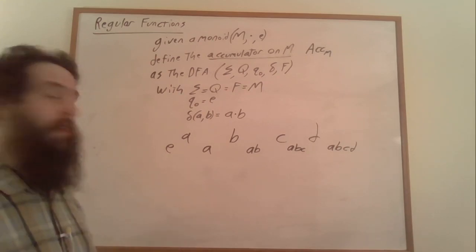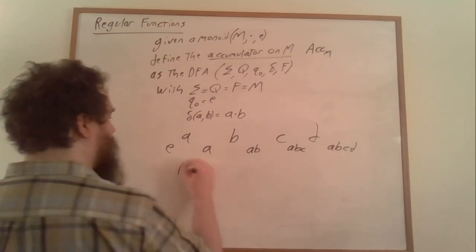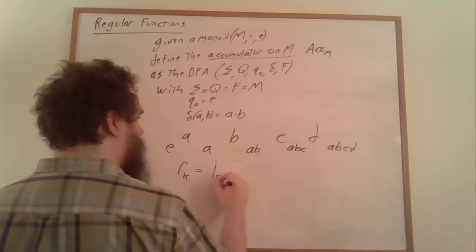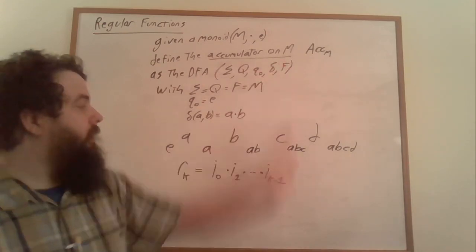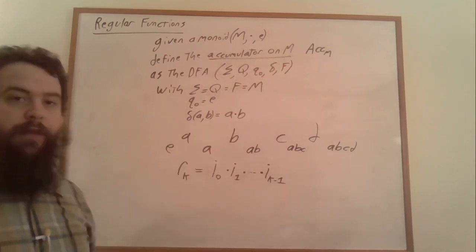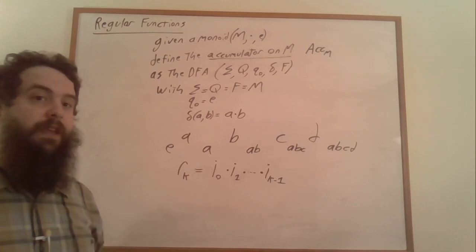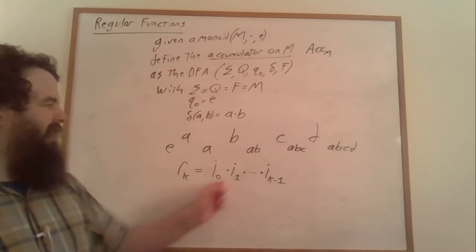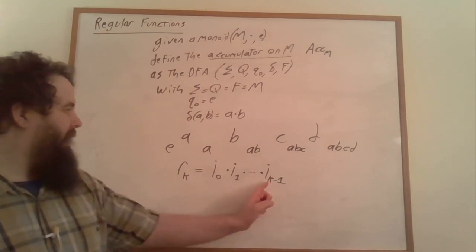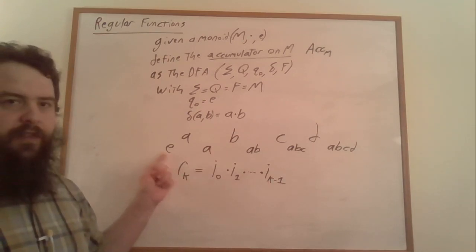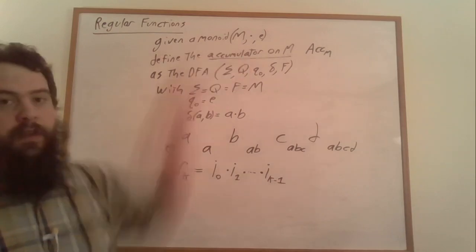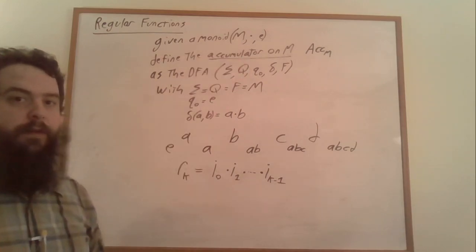Another way of looking at this is that the kth element of the run is just the product in the monoid of the elements before it, the first k elements of the input. Note that this product here is empty if k equals 0, so r sub 0, the first element of the run, is just the empty product, which is the identity element in the monoid.